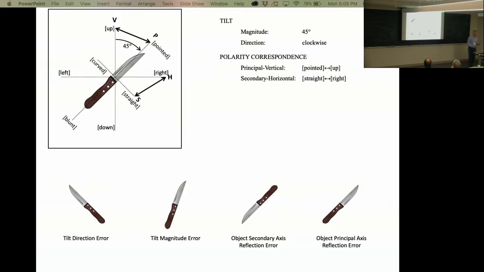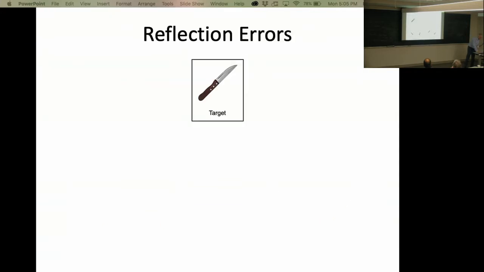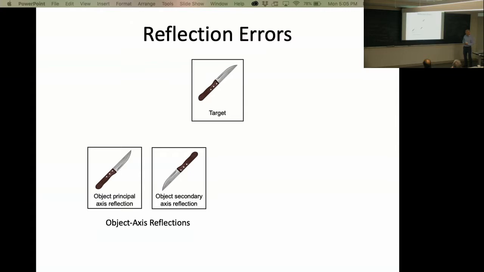All right, so far I've told you about two categories of errors. There are some rotation errors that involve simple rotation of the object within the picture plane. And there are also reflection errors in which the object is reflected across one of its own axes. So let's look more at reflection errors. These are the ones I've talked about so far, the object axis reflections, where the reflection is across one of the object's own axes. But there are other kinds of reflections we can imagine.